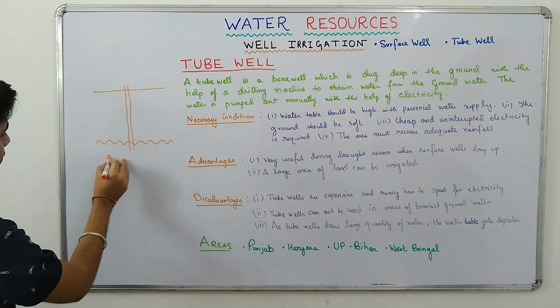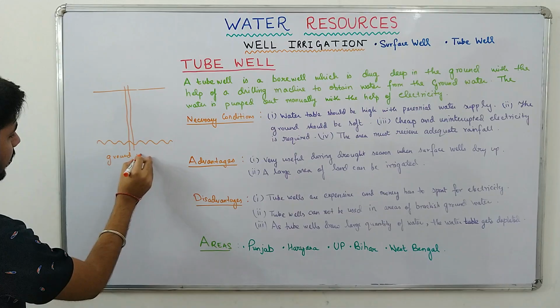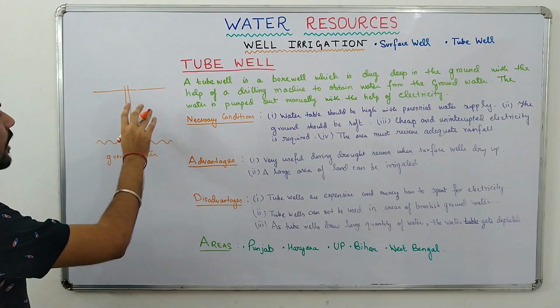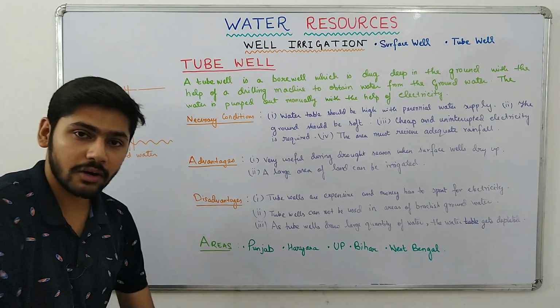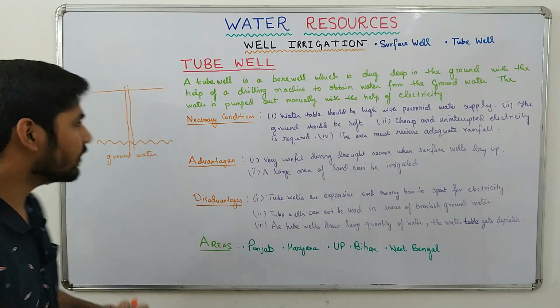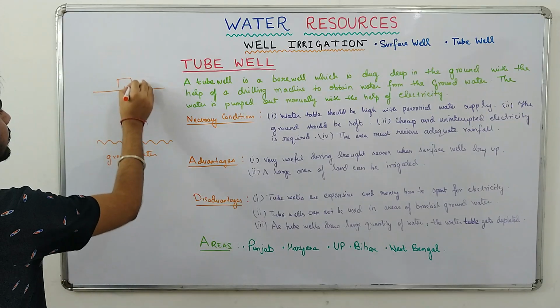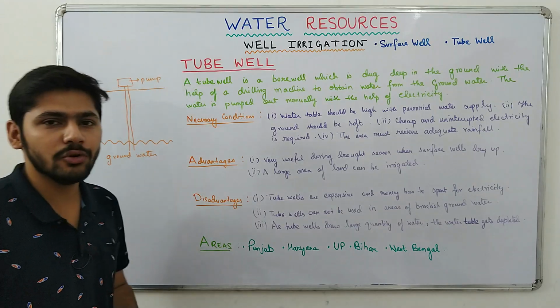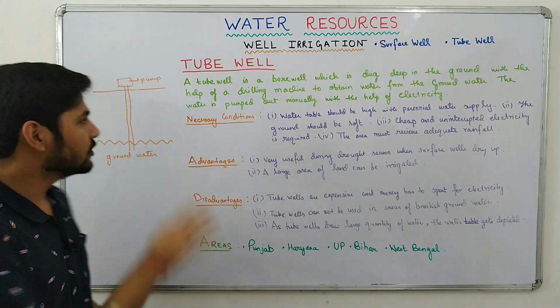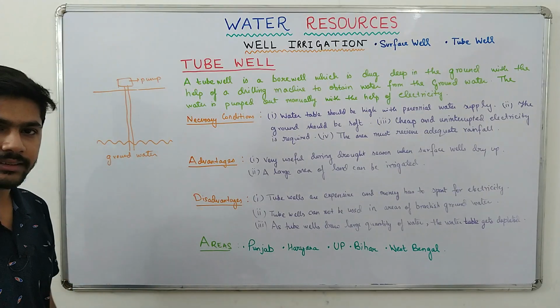from this groundwater. Now the water can be obtained manually, like a hand pump, that's manual, or a pump can be placed and electricity can be used to obtain water. Okay, so this is what a tube well is.